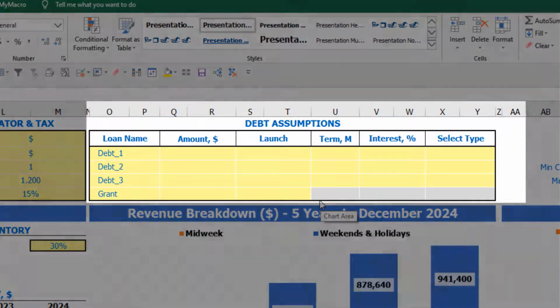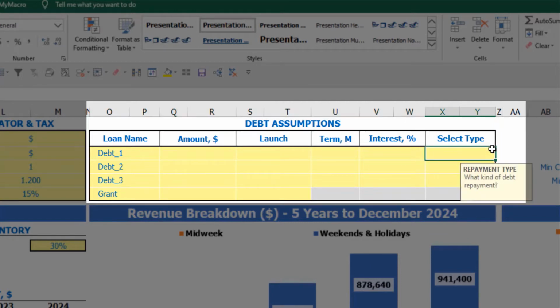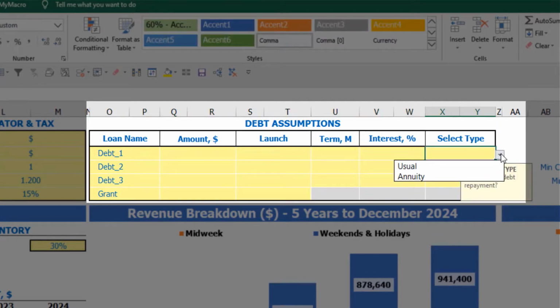Also on the top of the dashboard, we have debt assumptions. Let me show you how it works. For each debt you are able to select the debt type. There are 2 debt types in the model, which are annuity and usual. Annuity means that each monthly payment, which consists of your debt repayment plus interest expenses, will be equal each month.